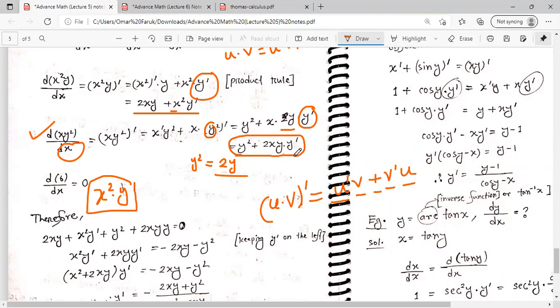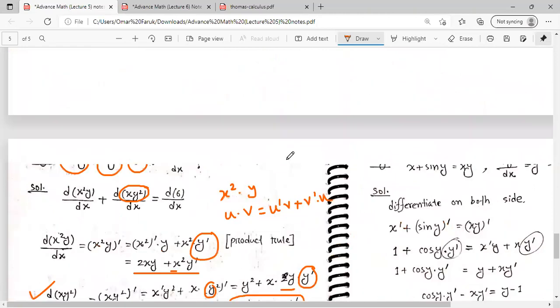So Zakir, can you understand now the product rule and this chain rule? Yeah, I can. Okay. Yeah.